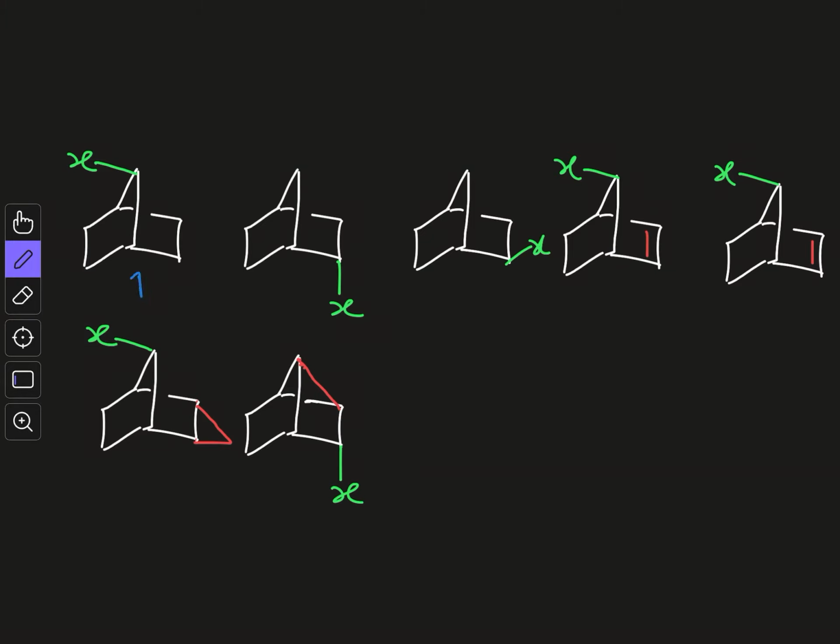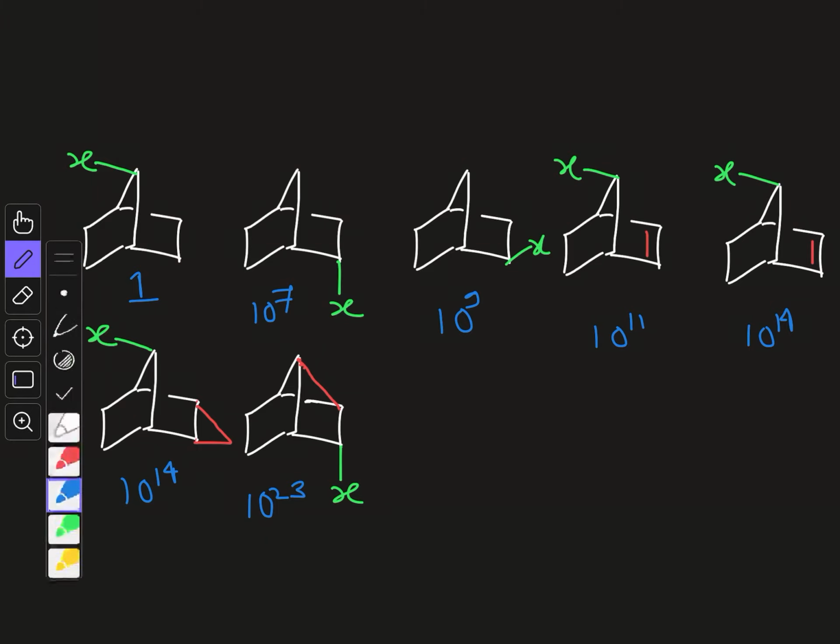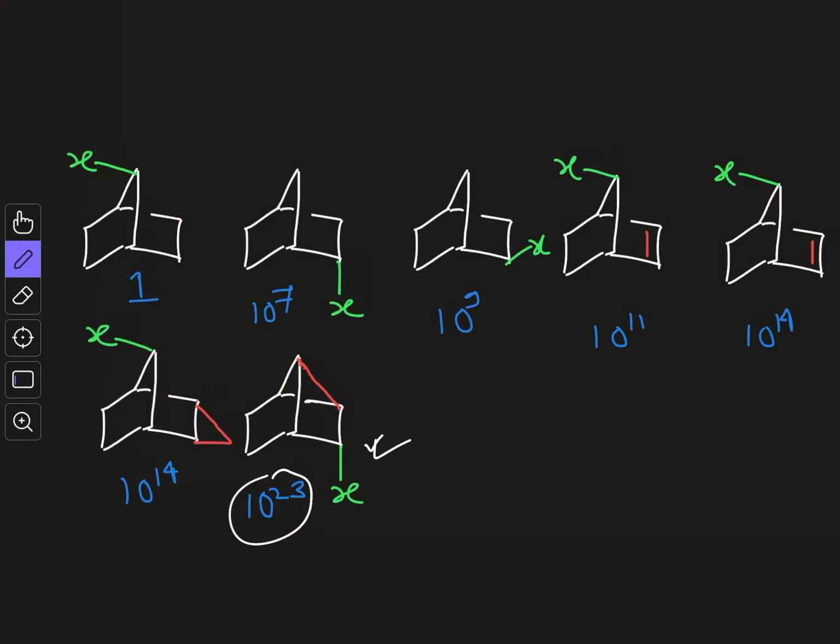Let's say this one I take as 1 relative rate, then this one will be 10 to the power 7 or so, this one will be 10 to the power 9, this one 10 to the power 11, this one 10 to the power 14, this one again 10 to the power 14, and this one is very high, 10 to the power 23. So you can see, as the substituent pattern is varied along this series, the rate differs drastically, and for this compound it is 10 to the power 23, which is a very high rate.